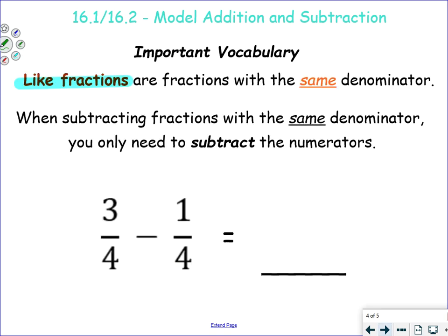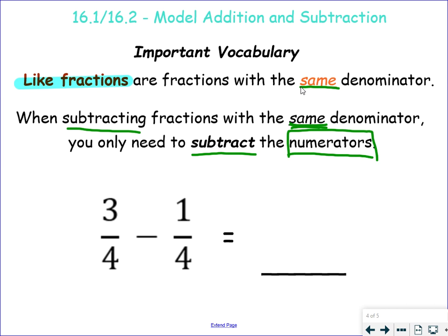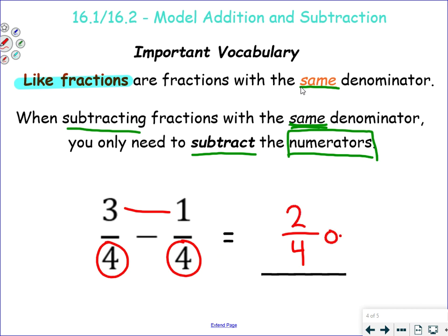Next up, we have subtraction. Like fractions, once again, are fractions with the same denominator. When subtracting fractions with the same denominator, you only need to subtract the numerators, only when you have the same denominator. So, for example, same denominator, 4's on both, so we know automatically we can put a 4 on the bottom of our fraction. 3 minus 1 is 2, 2/4, or 1/2.